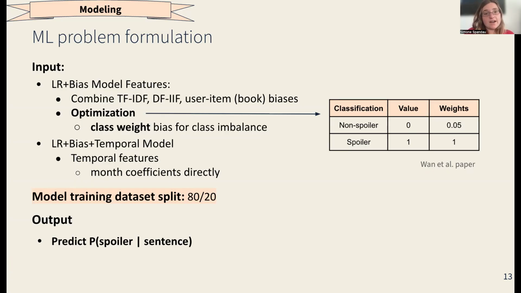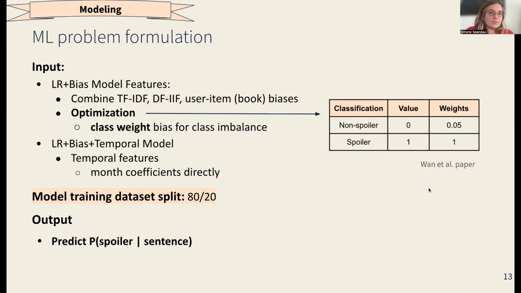For optimizing our model, because we have many more sentences that are not spoilers than sentences that are spoilers, this gives us a class imbalance. So based on the original paper that this data set came from, we added a class weight bias during training. For our non-spoiler sentences, the weight was 0.05, which was taken directly from Juan et al. And for spoiler sentences, we kept it as 1.